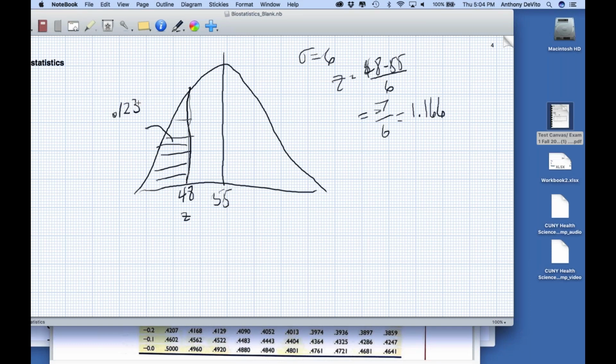What percentage is above 48 inches tall? 1 minus that. Exactly right. That's the percentage of the population that's above that.